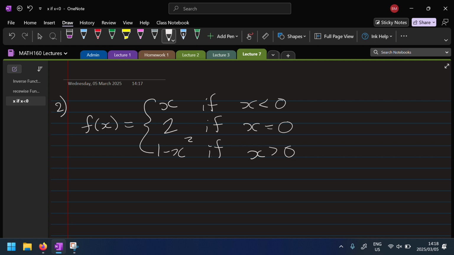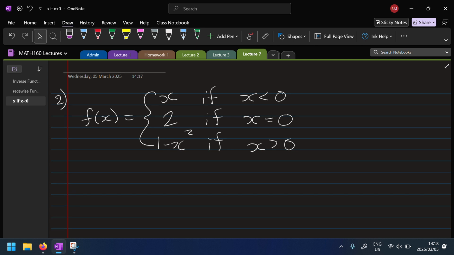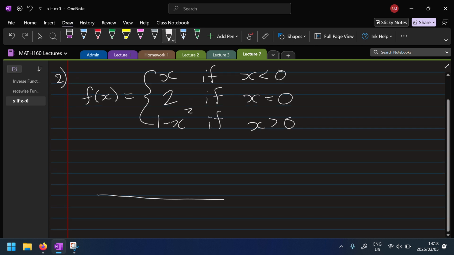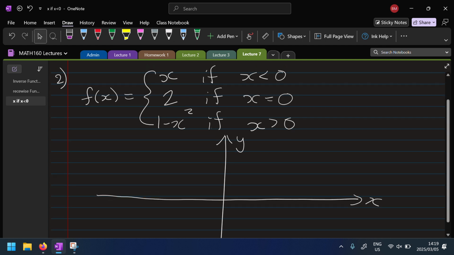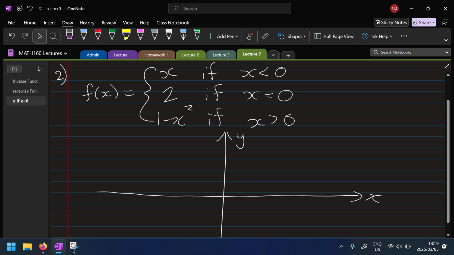We're going to draw the domain. We're going to cut it up into the 3 parts and sketch the 3 parts. So let's do that. Here's the domain. And we want to sketch this function now. Okay, what are the 3 parts? Everything less than 0, 0 itself, and everything after 0. Those 3 parts. Okay, so on the left-hand side, that is everything less than 0.